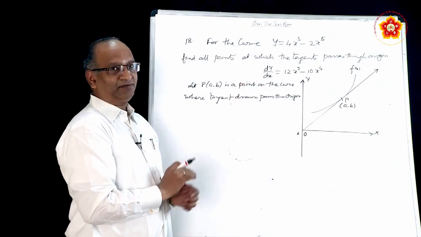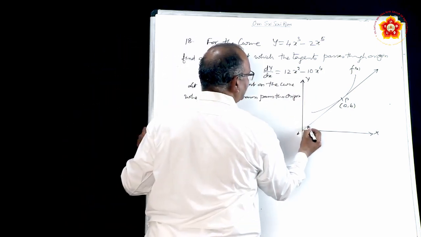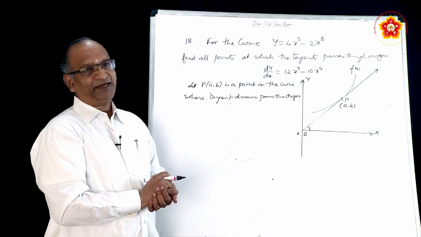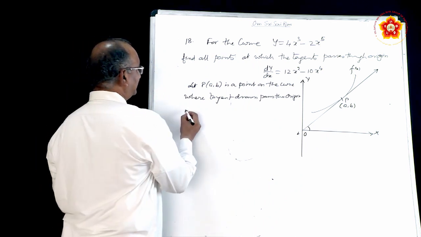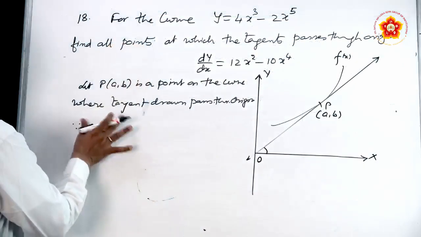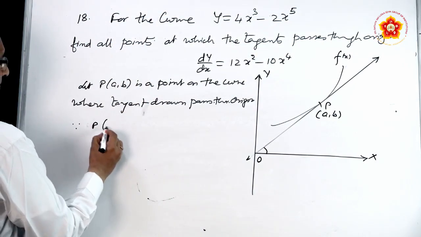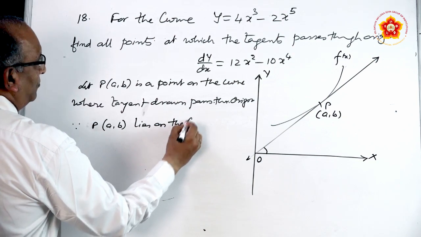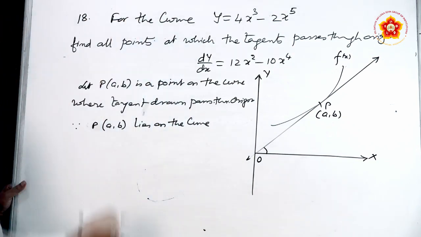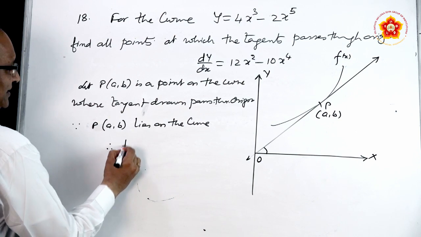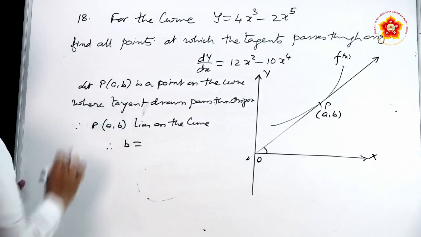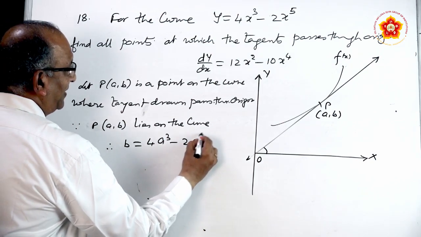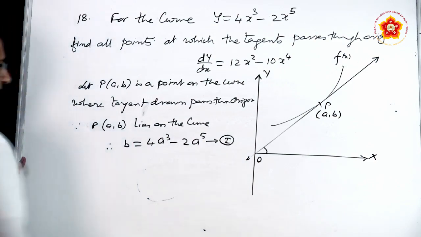He has given the function. We have found out the slope. dy by dx is nothing but the slope. We need to know the point A and B. Since A, B, or you can say P, lies on the curve, we can say that it will satisfy the equation of the curve. So, we can say that B is equal to, wherever x and y are there, substitute A and B, you will get 4a cube minus 2a to the power 5. This you can take as one equation.